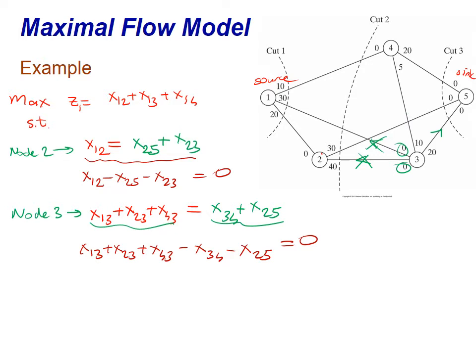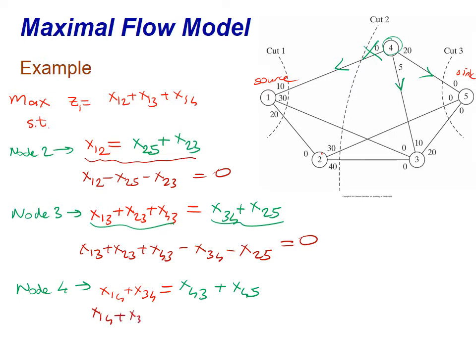And we need to write the flow balance constraint one more time for node number 4. Okay, node 4. The inflow into node 4 can be through this one or through this one, but it cannot be through this one because the capacity is 0. So it can be x14 plus x34, and we should write it equal to the amount of outflow from node 4, and the outflow cannot be to this one. It can be to this one or to this one. So it will be x43 plus x45. And as we collect everything on the left hand side, x14 plus x34 minus x43 minus x45 equals 0.